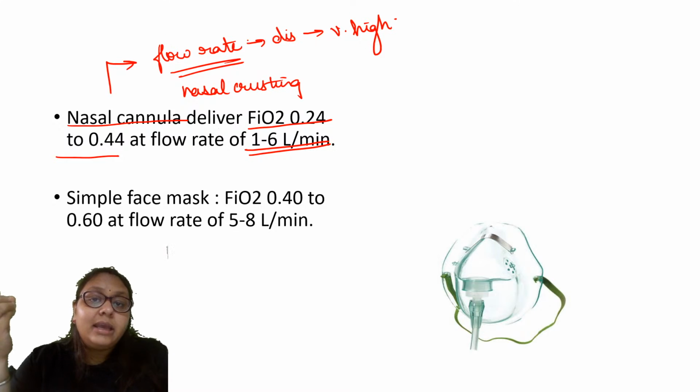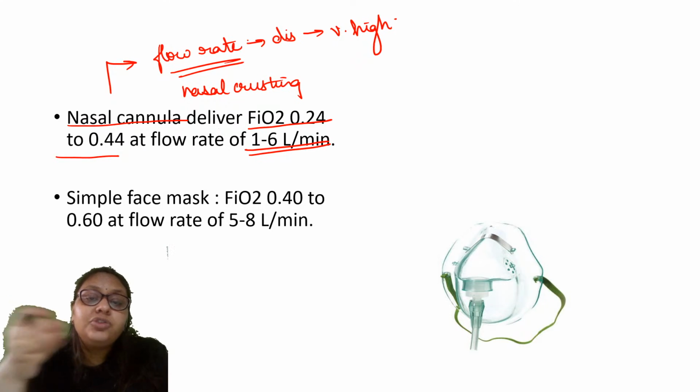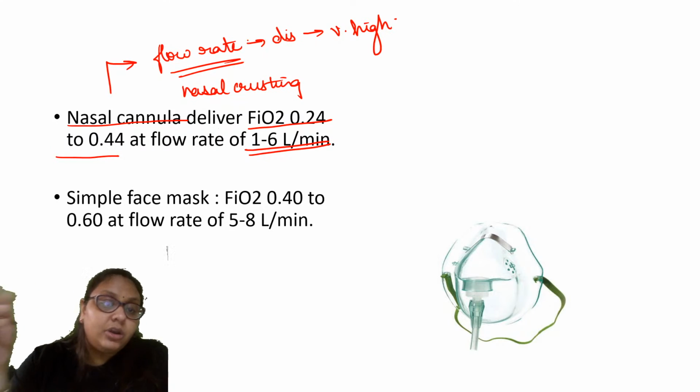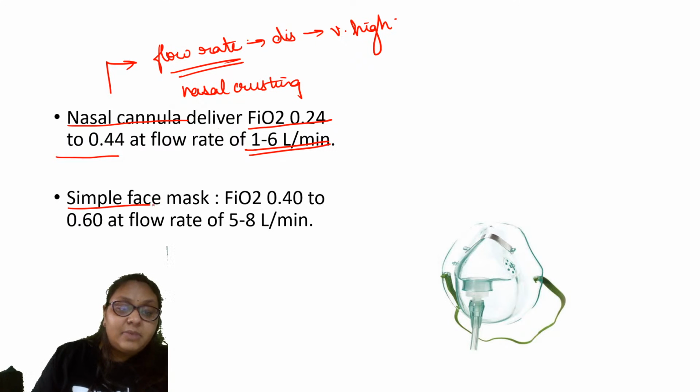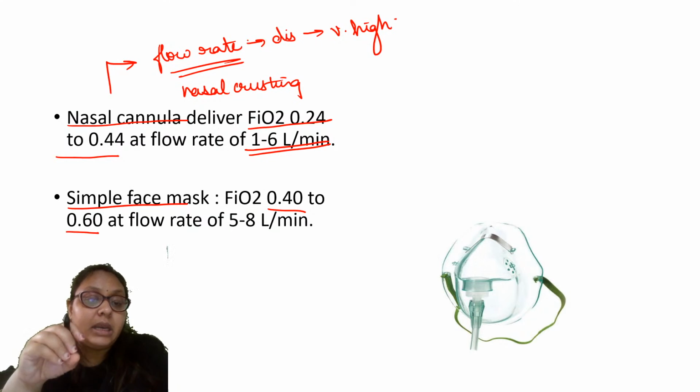Advantages of nasal cannula: it is better tolerated. The patient can communicate, right? And there is no need to remove the nasal cannula while having food. So these are the advantages of the nasal cannula. What about the simple face mask? See, this is the simple face mask, the plastic mask. Okay, its FiO2 is between 0.4 and 0.6, and its flow rate should be between 5 and 8 liters per minute.